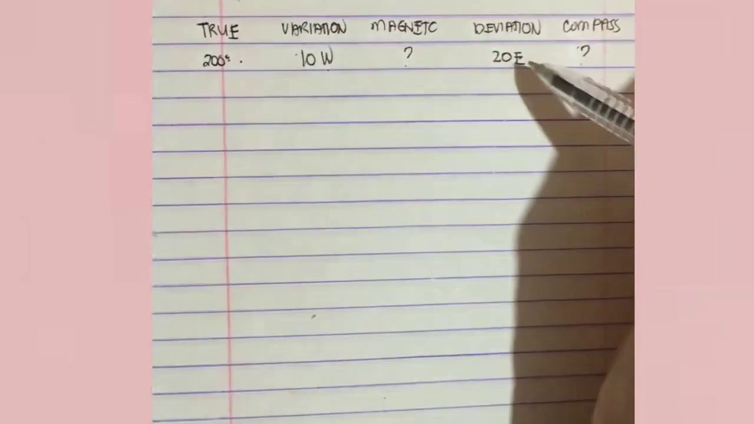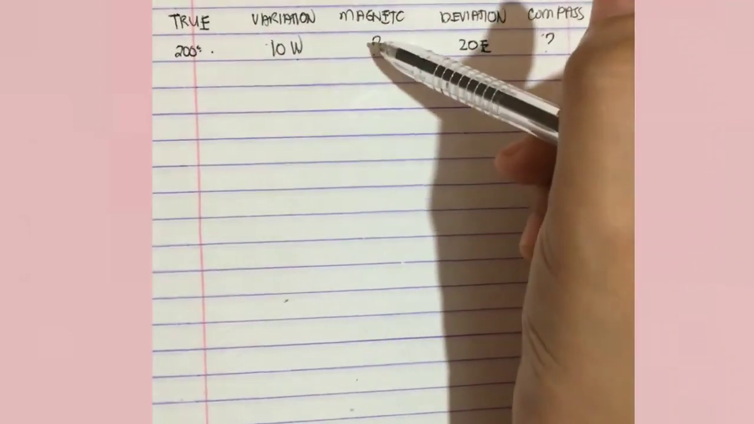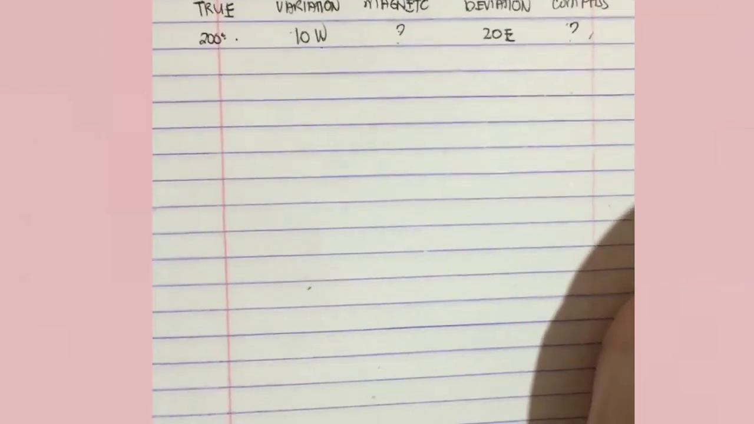This time, let us try to assess your understanding regarding the discussion. So let me give you a practice exercise. The given values are the true north, the variation, and the deviation. So the missing values are the magnetic and the compass. I will give you 1 minute to answer and to find the values of magnetic and the compass.